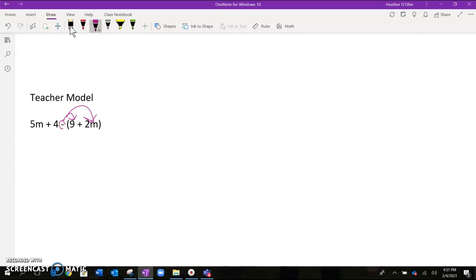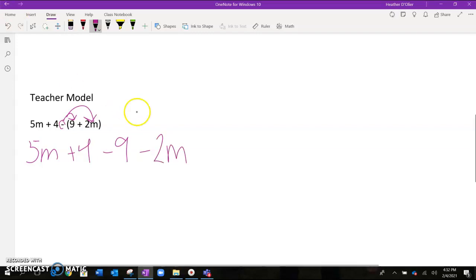Essentially, when you have a minus sign or a subtraction sign outside of your parentheses, it makes everything inside the opposite. So I'm going to rewrite this expression now. Nothing happens to the 5m or 4. So 5m plus 4. 9 was a positive, so now it's the opposite. Now it's a negative 9. 2m was a positive. Now it's the opposite. Now it's a negative 2m. That's the only difference when we subtract.